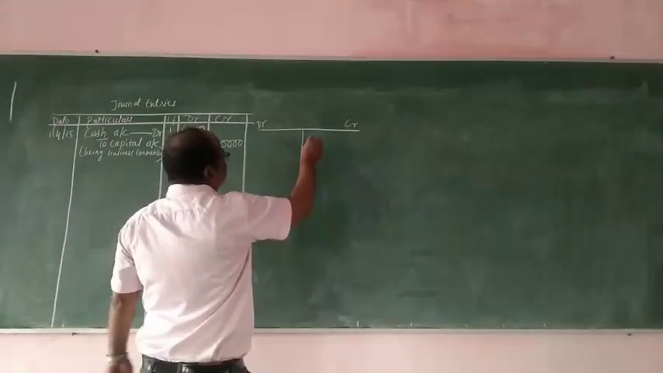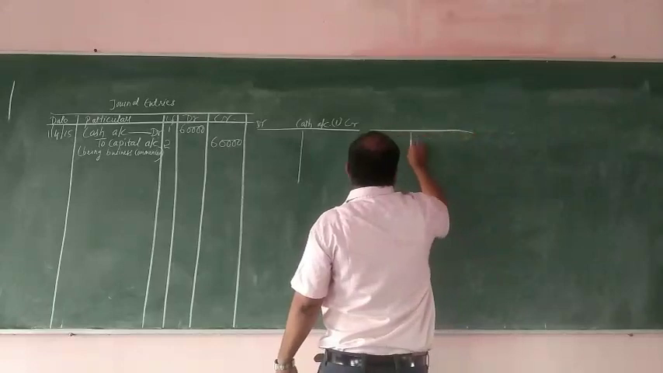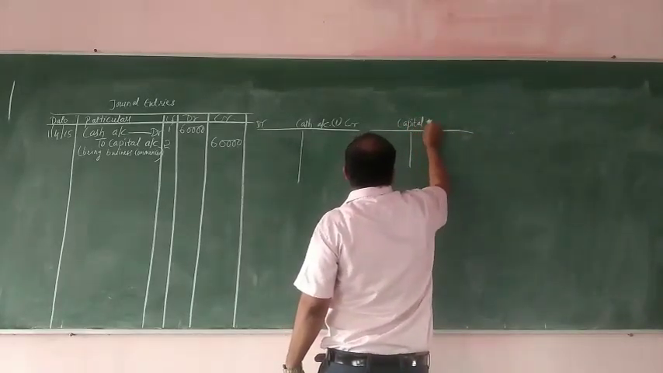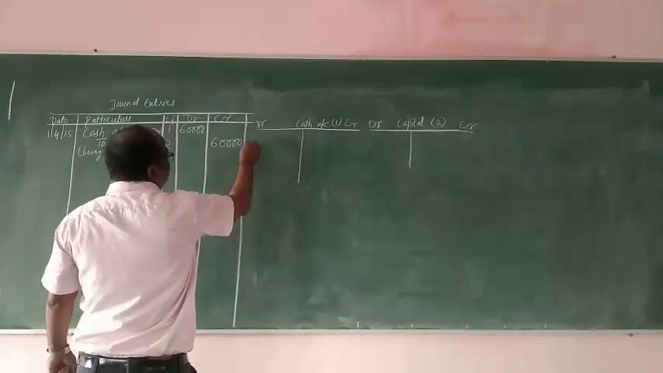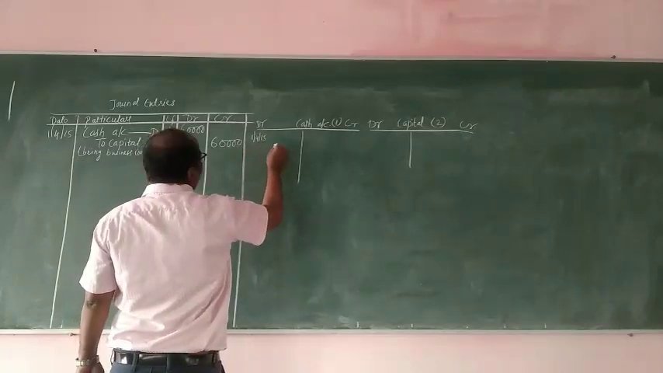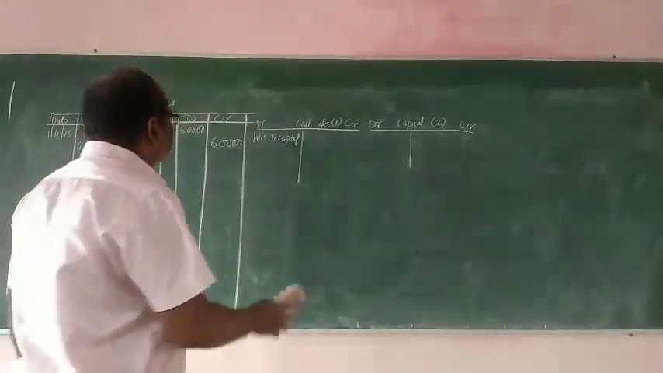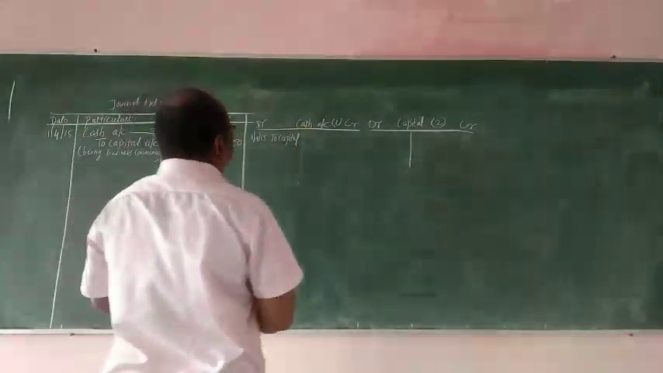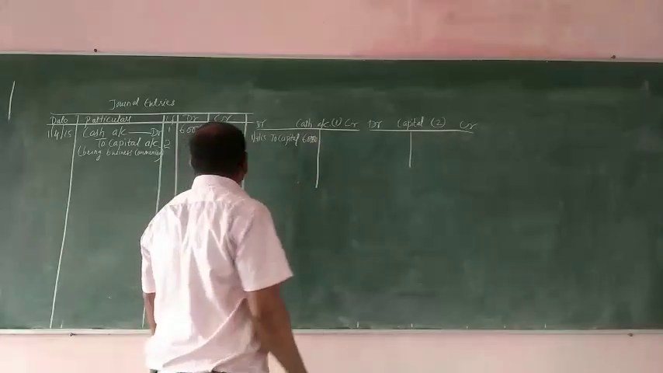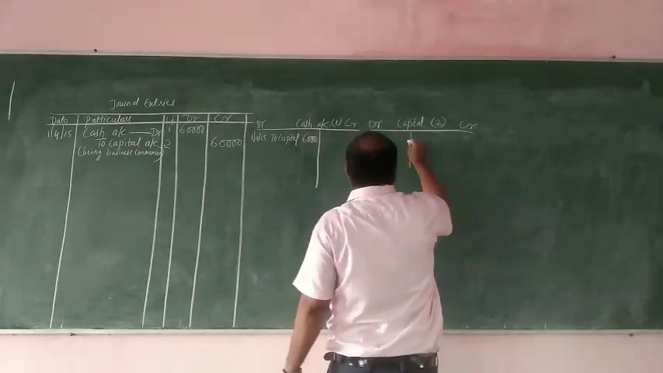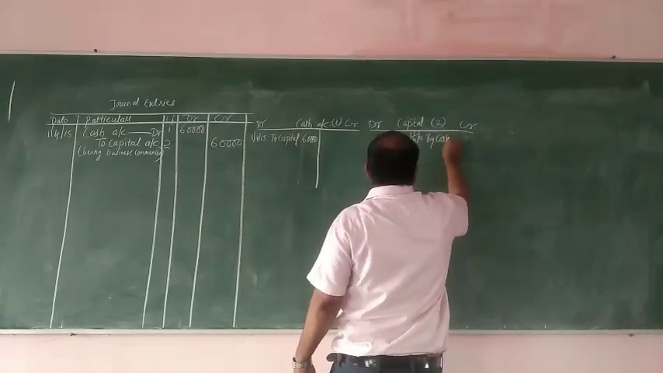Now, page number 1, cash account. Page number 2, capital. So, 1/4/2015. Cash account is debited, to capital. You will write the opposite to capital. How much is it? 60,000. Capital account is credited, so write on the credit side: 1/4/2015, by cash. How much? 60,000.